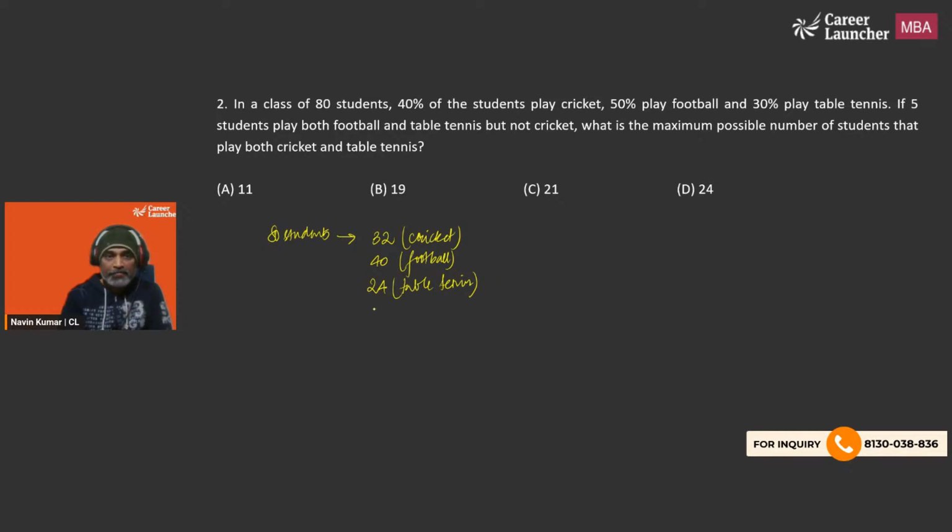Now, it is given that 5 students play, let's call it, only football and table tennis. Then we need to maximize the number of students who play cricket and table tennis. So it doesn't say both.